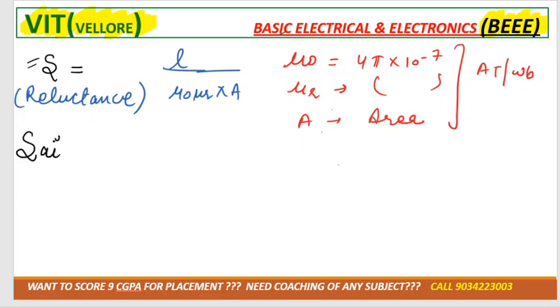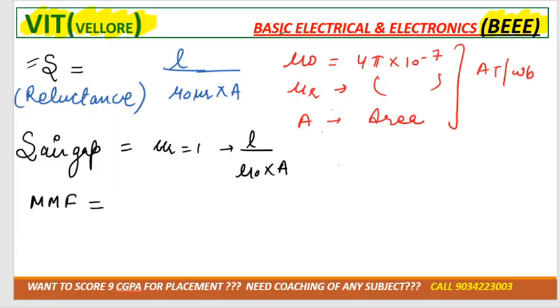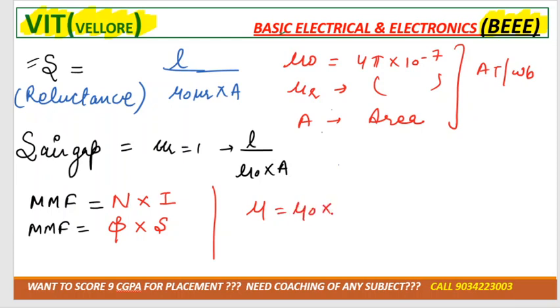Sometimes they ask you to calculate the reluctance of an air gap. In that case, mu r is always 1, so S is equal to L divided by mu naught multiplied by area. They can ask you to calculate MMF. There are two formulas for MMF. One is number of turns multiplied by current, N into I. The other formula of MMF is equal to flux multiplied by S.